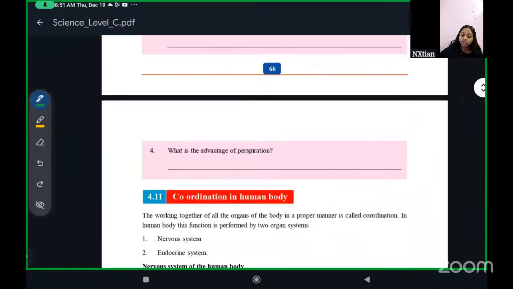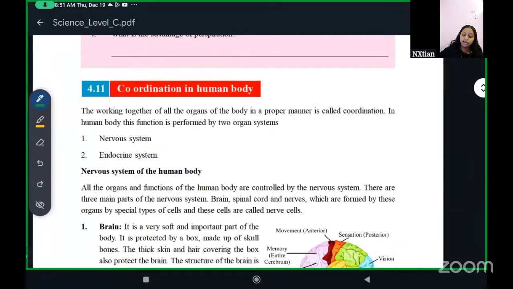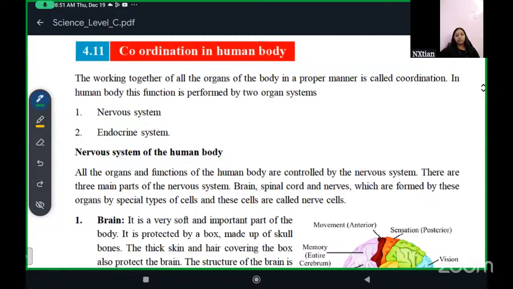Okay, then we have coordination in the human body. Now, what is coordination? Coordination is basically working together of different things or different people, working together in sync, in accordance with each other, to do the required function. That is coordination. The same thing happens in our body also.